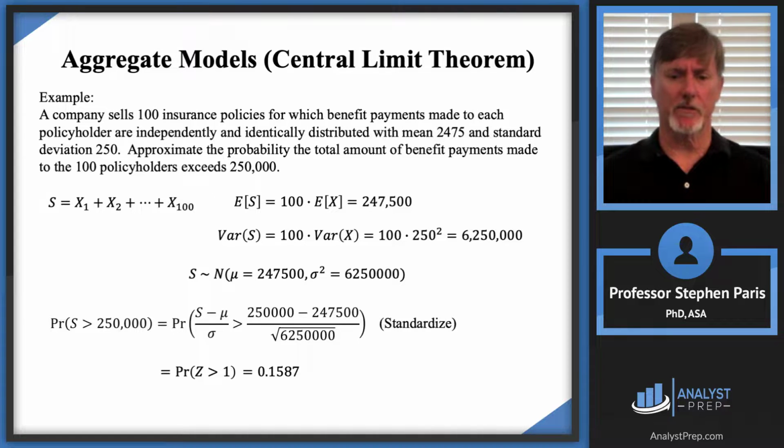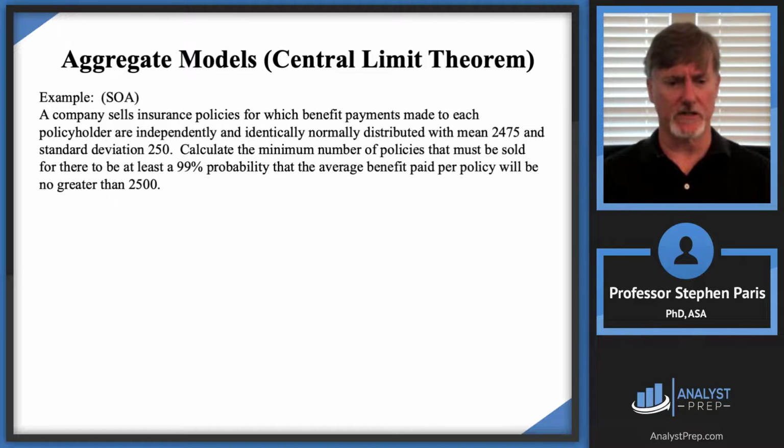Okay, let's do one more example. This is a very similar example. This is an SOA sample question. So I got a company that sells insurance policies for which benefit payments made to each policyholder are independent and identically distributed, normally distributed with mean 2475 and standard deviation of 250. So now I've actually got that the common distribution is a normal distribution here.